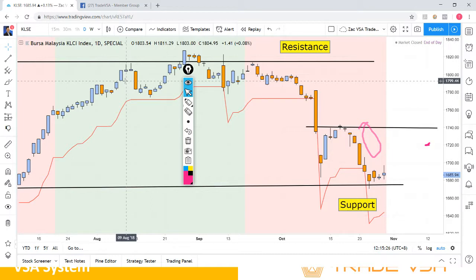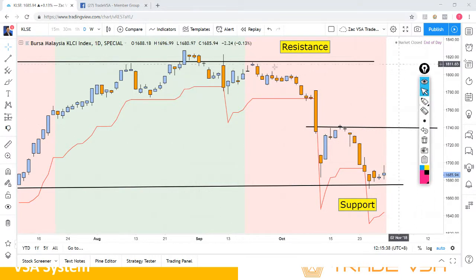Is the connection okay? Because I just saw some reconnection on my side here. Okay, this is the KLCI chart. I hope you still can see my screen.